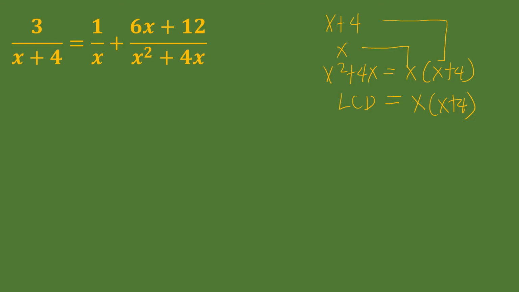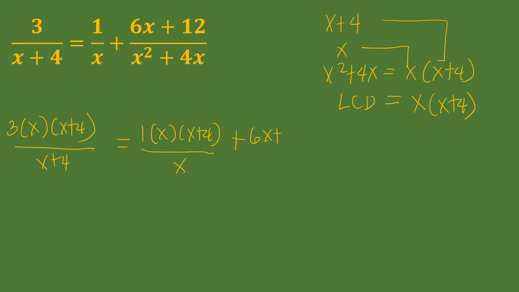Then we use this one. So that will be multiply both sides of the equation. 3 times x plus 4 all over x plus 4 then equals 1 times x plus 4 all over x, plus 6x plus 12 times x plus 4 all over x squared plus 4x. So we cancel x plus 4, x plus 4. So what we have here is simply your 3x.